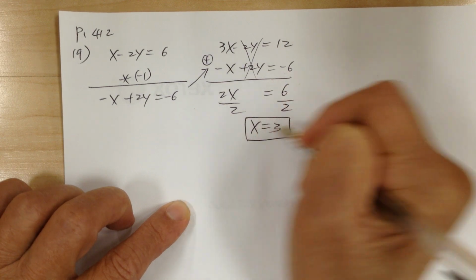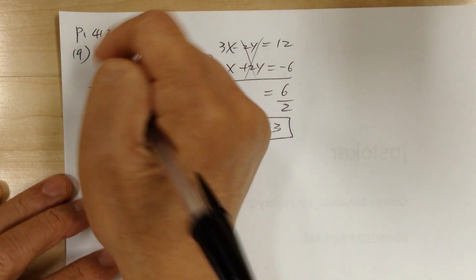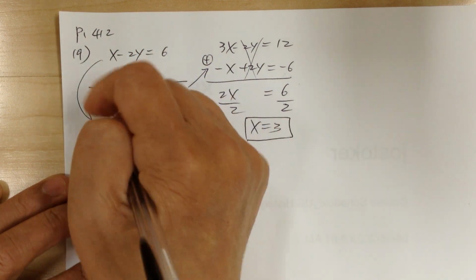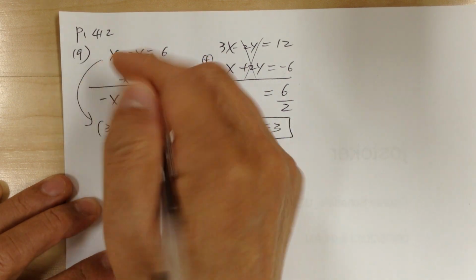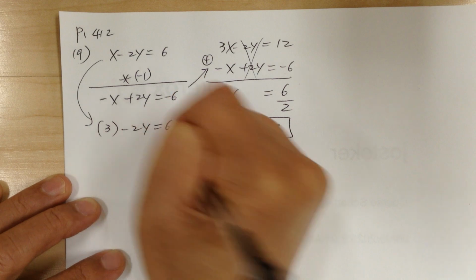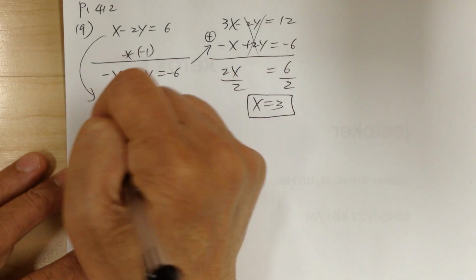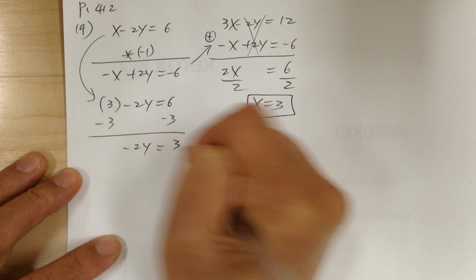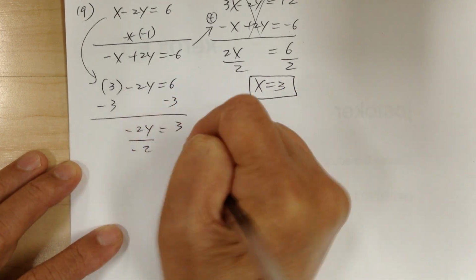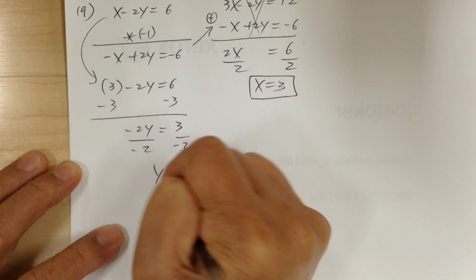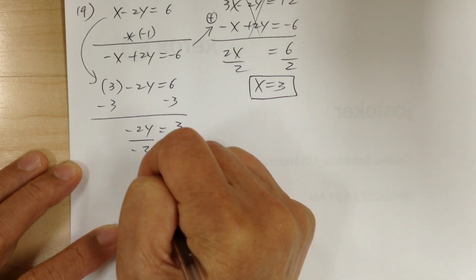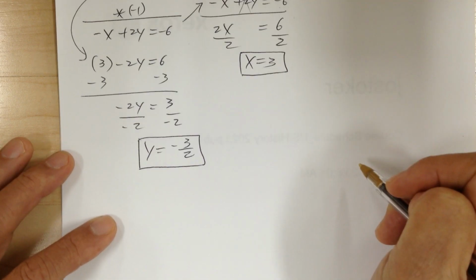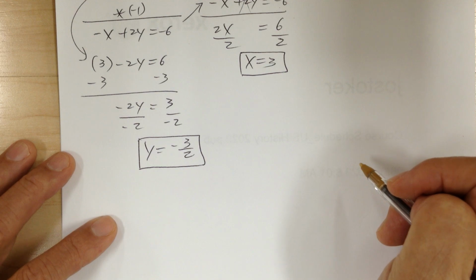Then after that, I'm going to use this equation here. So I substitute this into x. Then I'm going to minus 3 on both sides. So I got negative 2y equal to 3. Then divide by negative 2, divide by negative 2. So y equal to negative 3 over 2. Okay, and that's it.